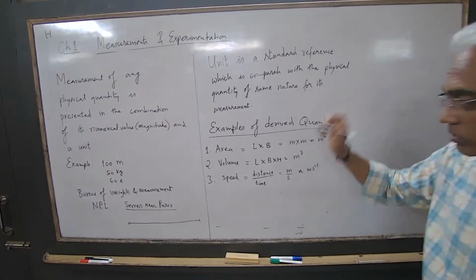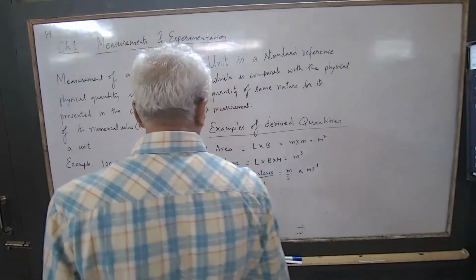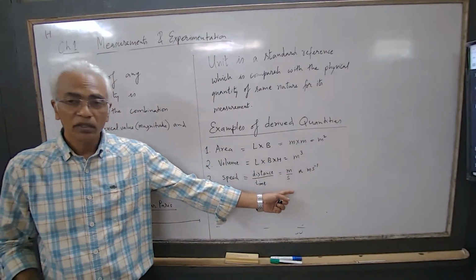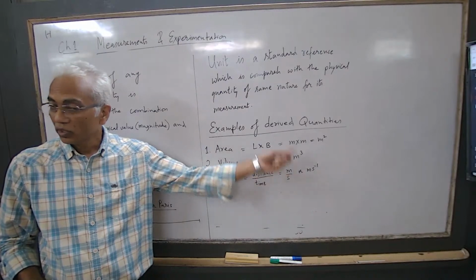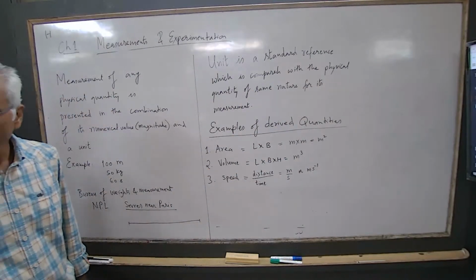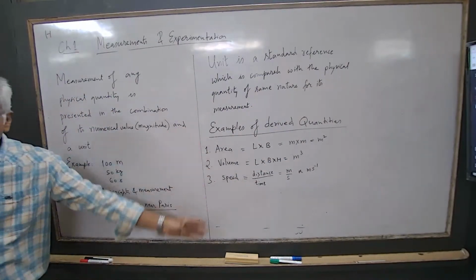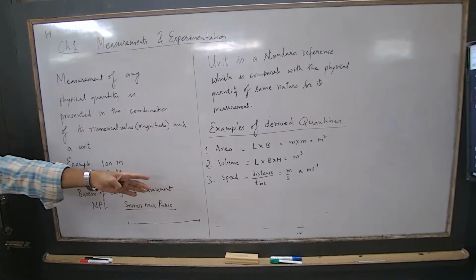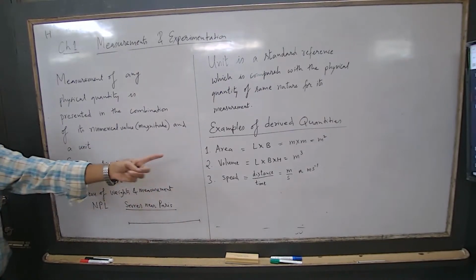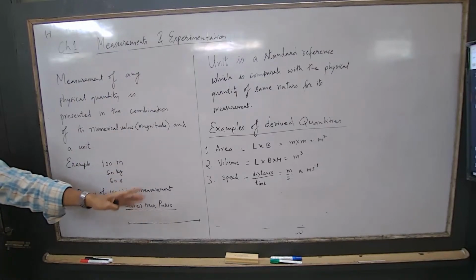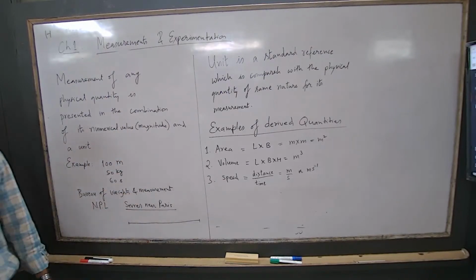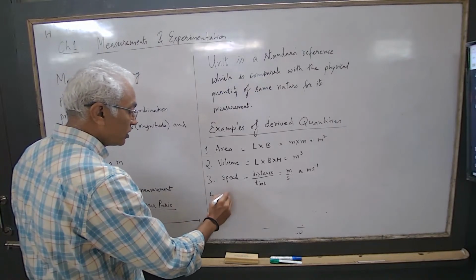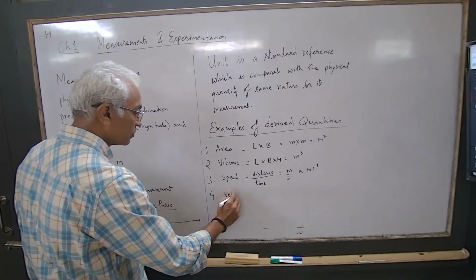So take any quantity other than the fundamental quantities, it will be a derived quantity. And the units of derived quantities are called derived units because they are derived from fundamental quantities. Is that clear? So you will have uncountably many derived quantities, but they will all depend on those 7 plus 7 units. Let's take some more. What is velocity?